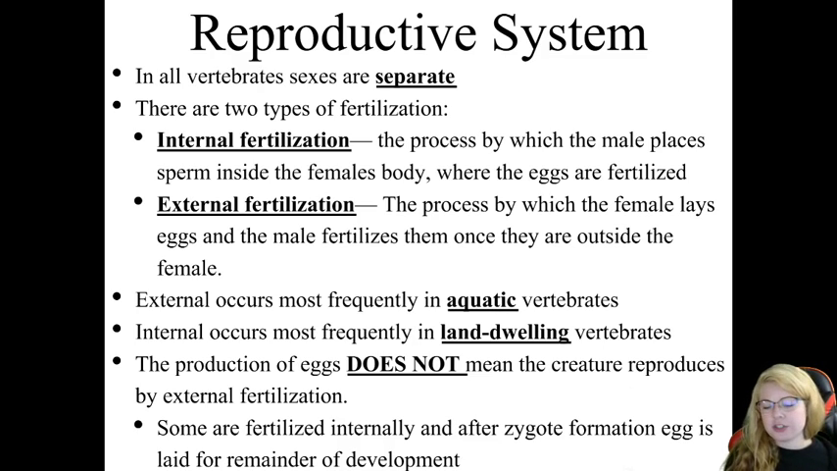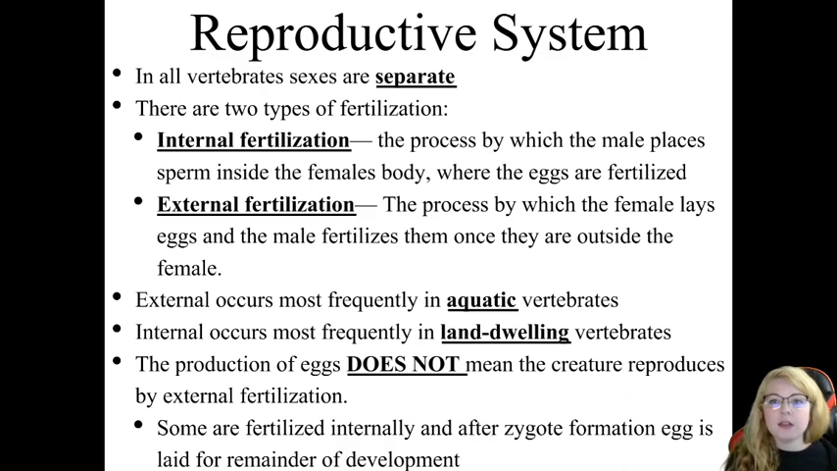However, it's an important distinction to make that the production of eggs does not necessarily mean the creature reproduces by external fertilization. Those eggs can still be fertilized internally before they are laid. So just because there's eggs does not mean that it's always external fertilization. That's a distinct difference.